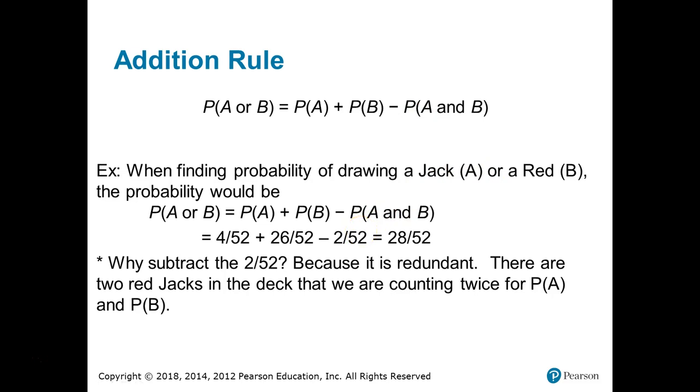It's because it's redundant. There are 2 red jacks in the deck that we are already counting twice. I counted those red jacks when I did the probability of event A, and I counted those red jacks when we did the probability of event B. So I can't count them twice. I have to subtract them out.